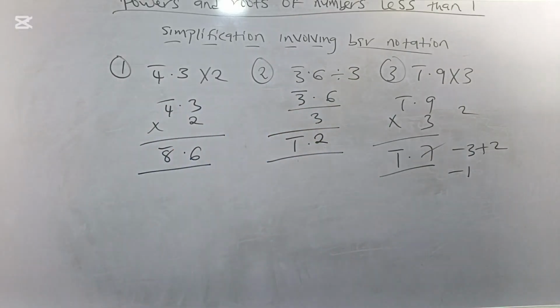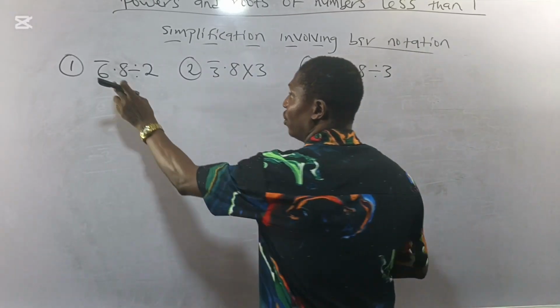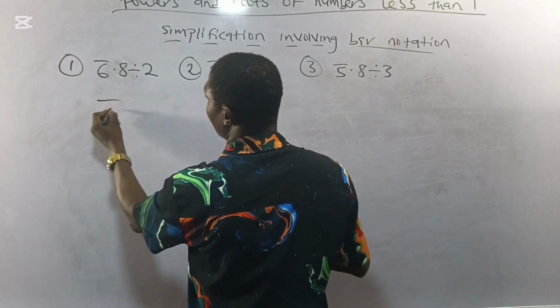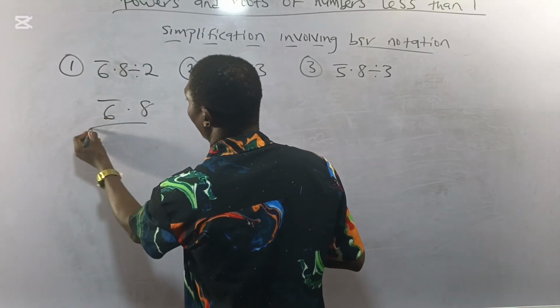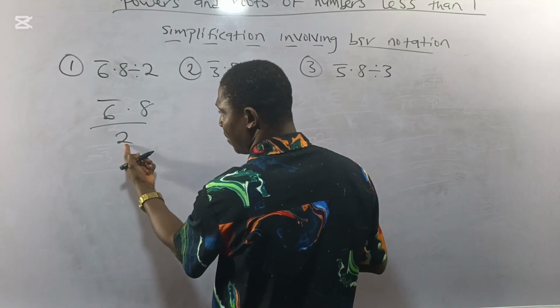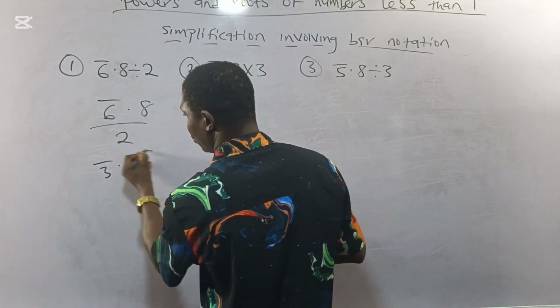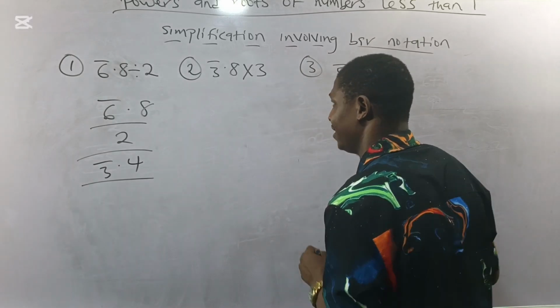So we have another question on the board. Question 1 says bar 6.8 divided by 2. This is simply bar 6.8 all over 2. Bar 6 divided by 2 gives me bar 3. And 8 divided by 2 gives me 4. So I have bar 3.4 as my first answer.